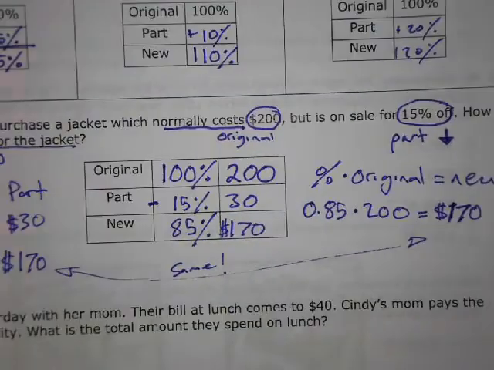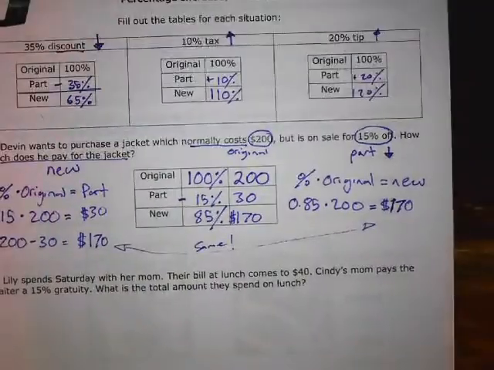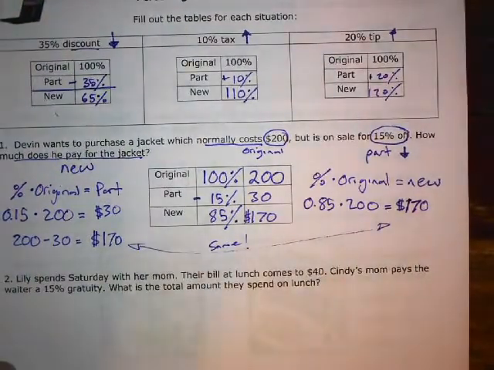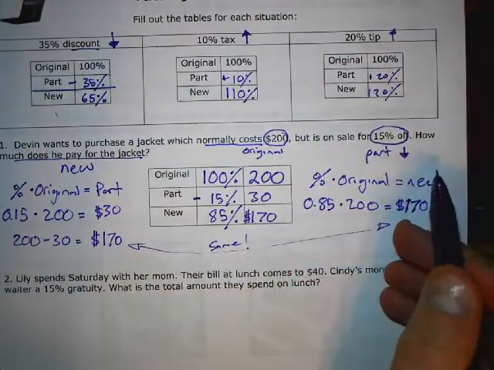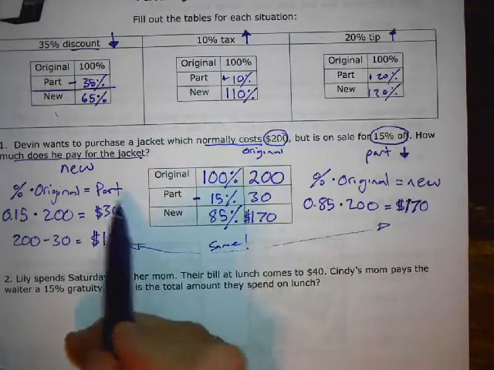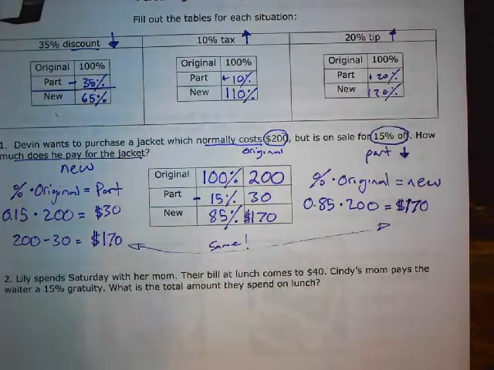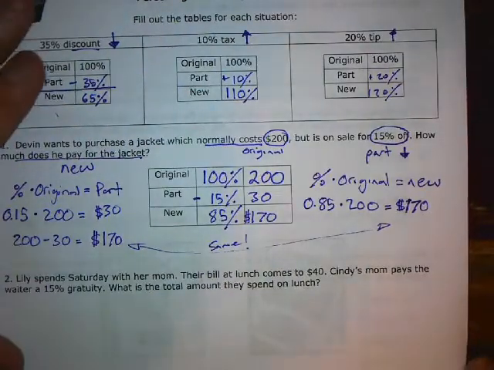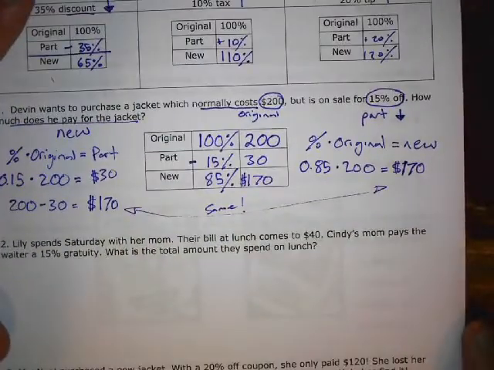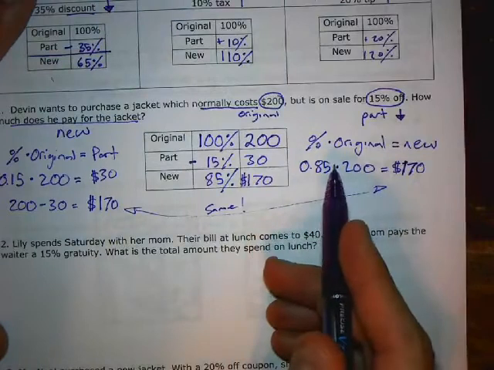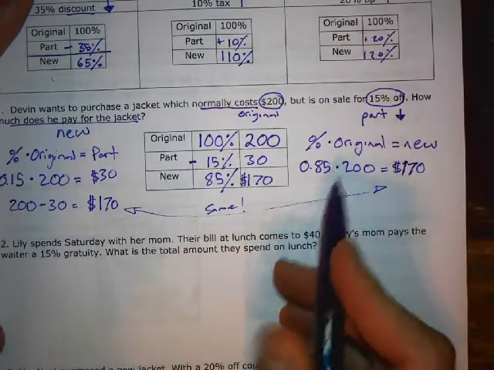You can do it the same way, but depending on the problem, you might want to do it in one step, or you might want to be able to show how much the discount was and how much the final was. That's up to you. All right, let's look at another one. And for this one, I'm going to go to the more efficient strategy of doing it in one step.